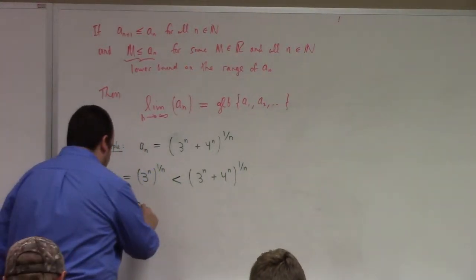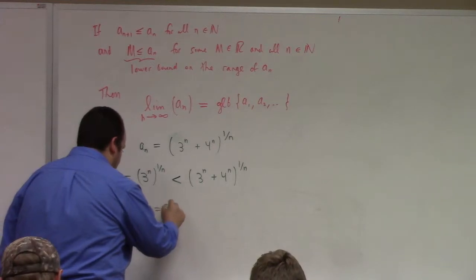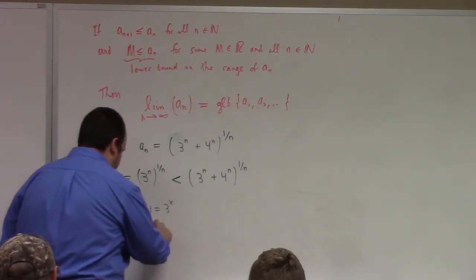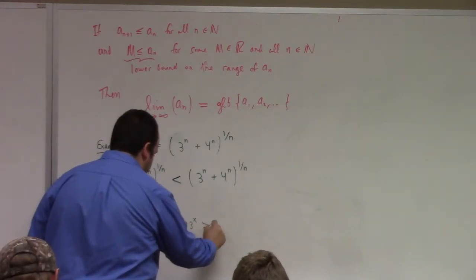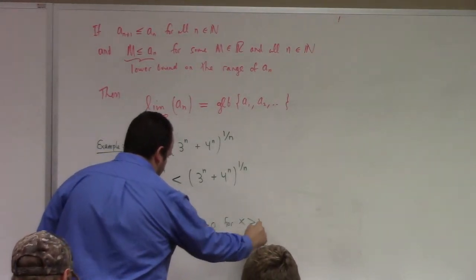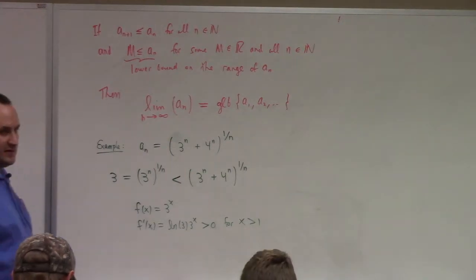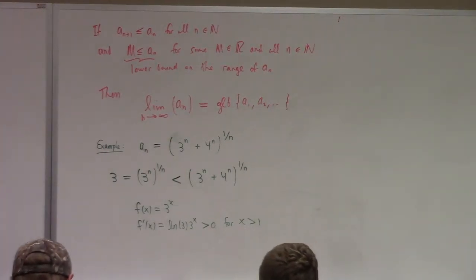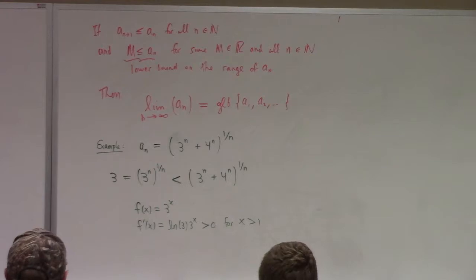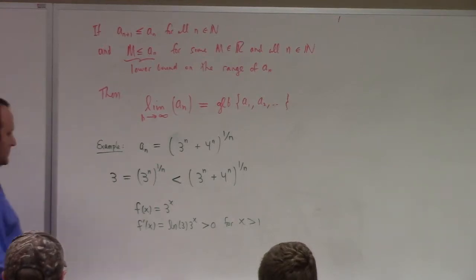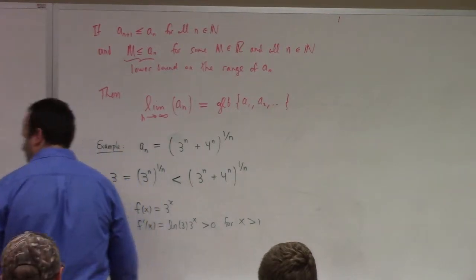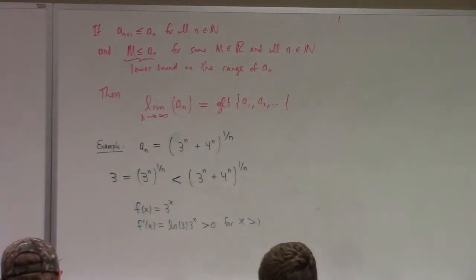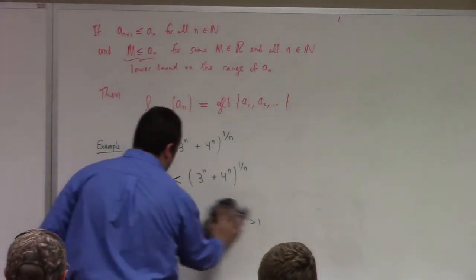If you look at the function f of x equals 3 to the x, then f prime of x is log 3 times 3 to the x, right? That's greater than 0, well, it's actually always greater than 0. The point is, that's an increasing... Oh, that's not what I want. I want the 1 over n. I'm distracting us. I don't want to prove this.